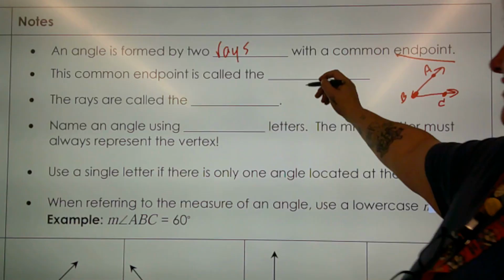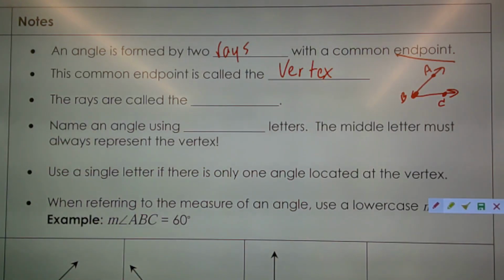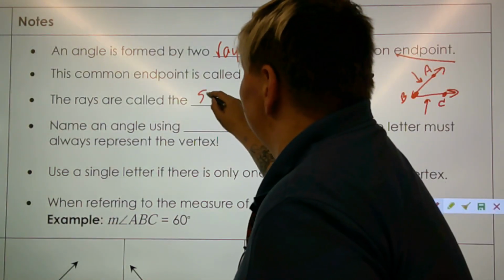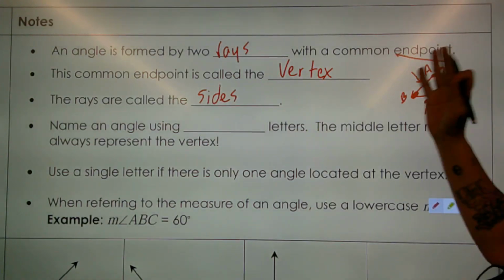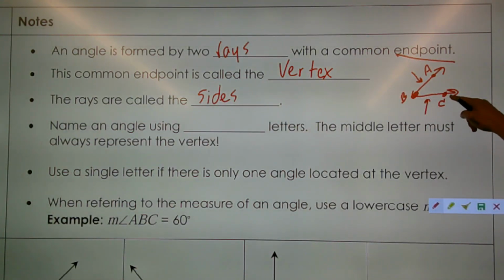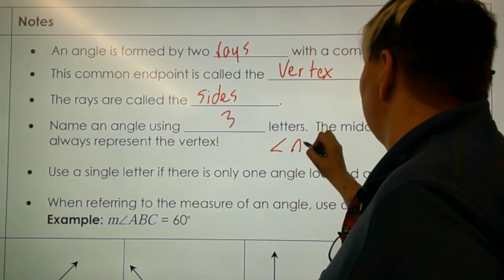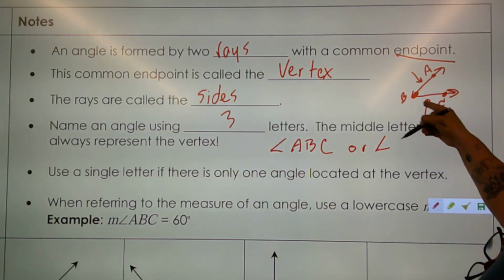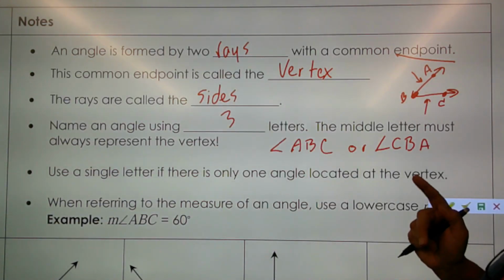The common endpoint is called the vertex. The rays are called the sides. You name an angle using three letters, right? Always put the vertex in the middle. So this can either be angle ABC, right? Angle ABC, or angle CBA, as long as it has 3 points and the vertex is in the middle.